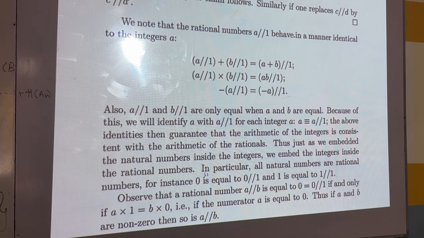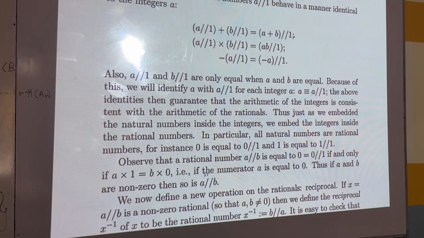Observe that the rational number a//b is equal to 0, which is 0//1, if and only if a times 1 is equal to b times 0, that is, the numerator a is equal to 0. Thus, if a and b are non-zero, then so is a//b. So I mean they are just obvious.